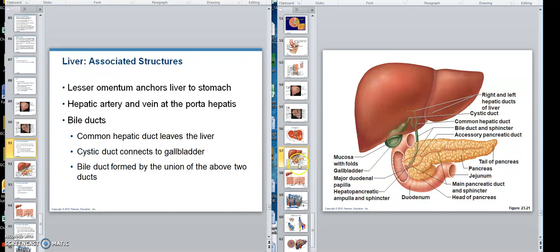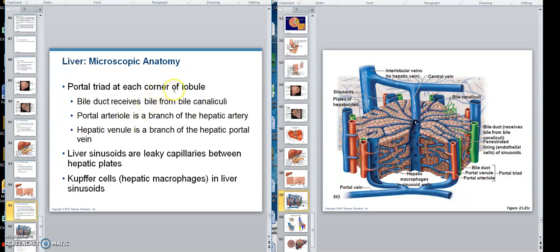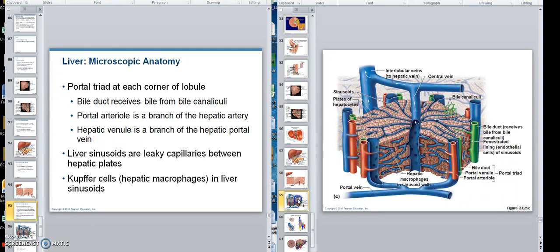Okay. So now we're going to talk about the portal triad right there. All right, let's find that. At each corner of the lobule, remember that's what I was saying, I wanted to talk about each corner here. At each corner of the lobule, you have three tubes. You have the bile duct right there, a portal arteriole and a hepatic venule right here, which is a branch of the hepatic portal vein.